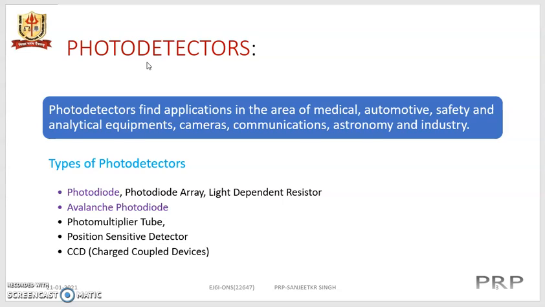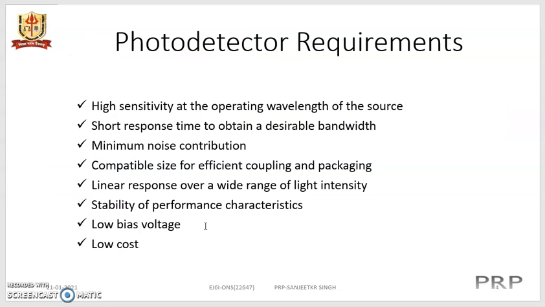Now let's see what the photodetector applications are first. Photodetectors find applications in areas like medical, automotive, safety and analytical equipment, cameras, communications, astronomy and in many other industries. Then what are the types of photodetectors? There are different types: photodiode array, LDR, avalanche photodiode, photomultiplier tube, position sensitive detectors, CCD.